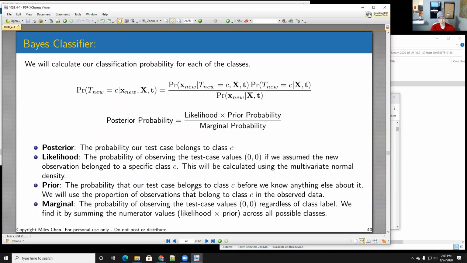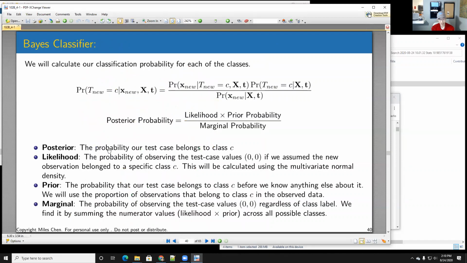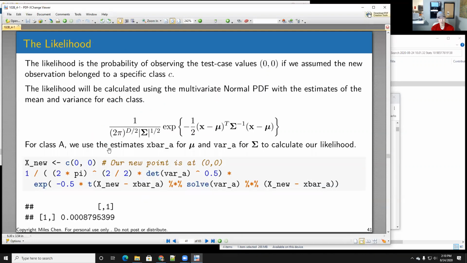The prior probability is going to be, well, before we even looked at this test case, I just said, hey, I'm going to generate a new dot. We're going to ask, what's the probability it's going to be red, blue, or green? Okay, that's the prior probability. And then the marginal is going to be, what's the probability of getting 0, 0, regardless of class label? And we can find that just by summing the numerator across all possible classes. Okay, so the likelihood is going to be found using the normal PDF, right?